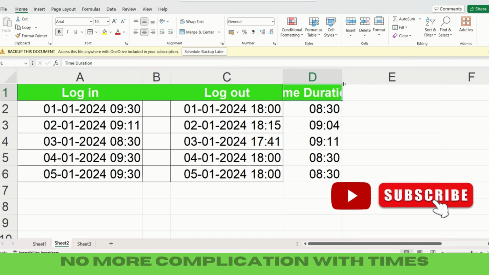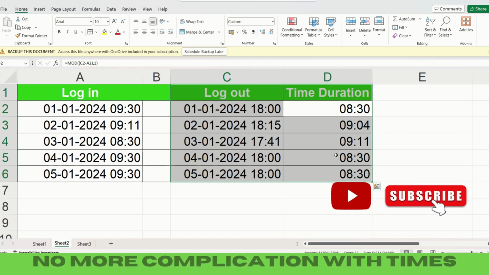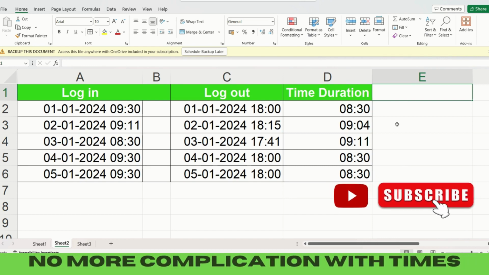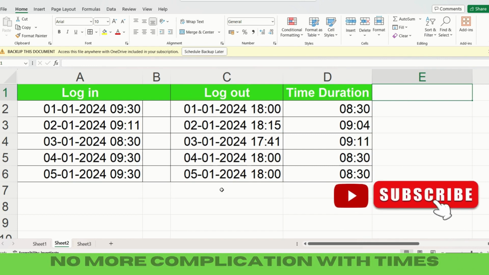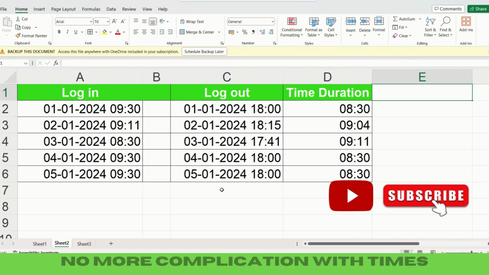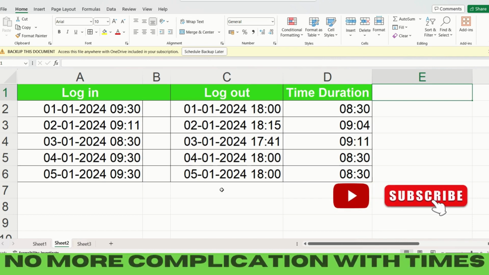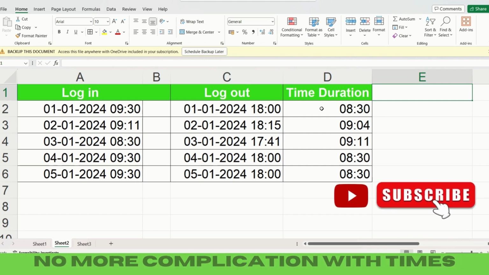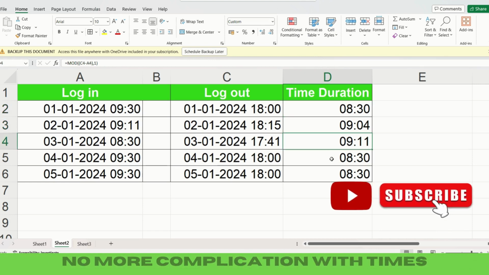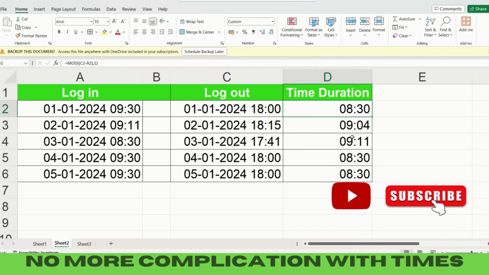Now we can carry on to find one more thing. Suppose we need to give a payment to people, like 100 rupees for 1 hour. So what will be the payment for each of the persons here? For an hour they will get 100 rupees. So now this person has worked for 8 hours 30 minutes, 9 hours 4 minutes, 9 hours 11 minutes. So we need to find, for 1 hour the person will be getting 100 rupees.